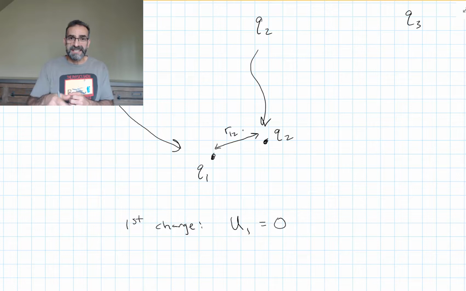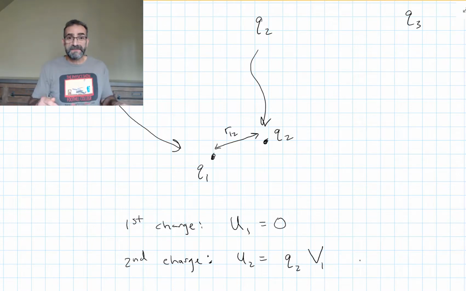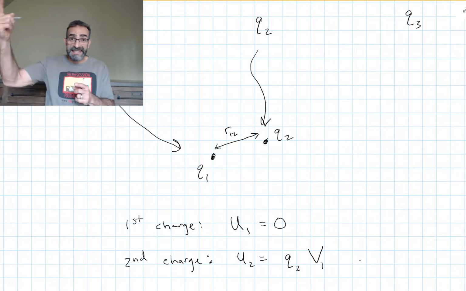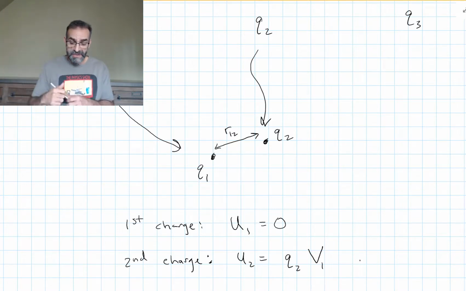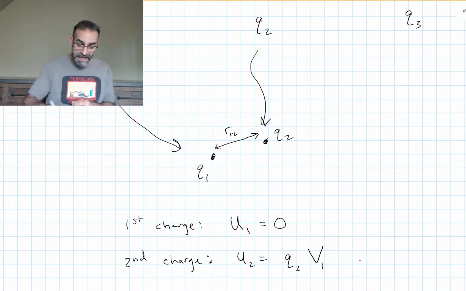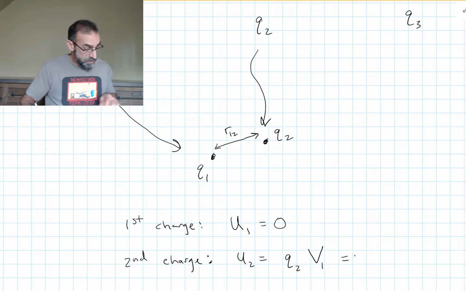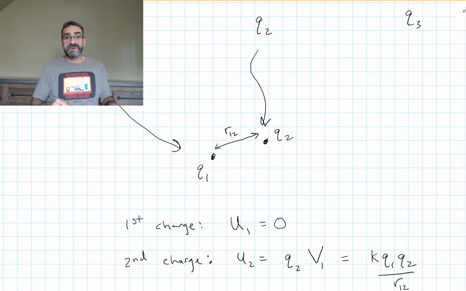And there's some stored energy in this system. How do we know the energy? It's the charge that we moved, Q2, times the potential difference between where it started and where it ended up. And for point charges, we all have the understanding that the potential at infinity is 0. So that's why I just wrote V1 here. This is the potential at the location of Q2 due to Q1. So this comes out to be K Q1 Q2 over R12, the distance between the two of them.